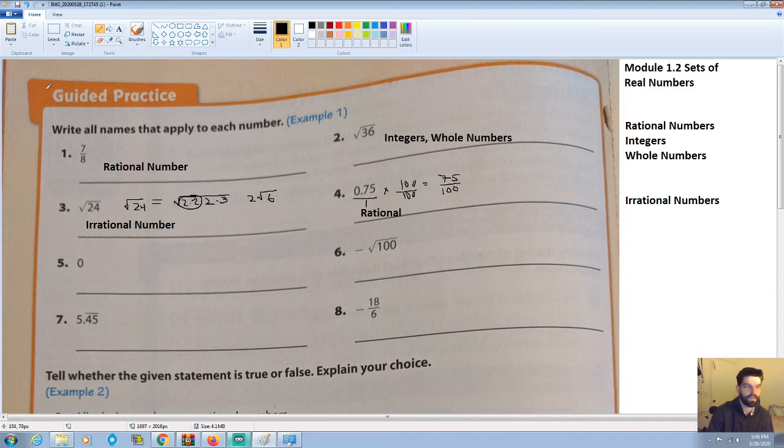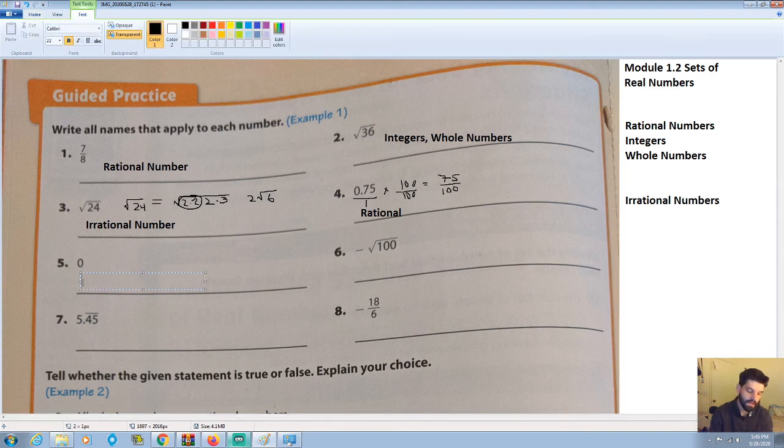Okay. Let's look at 0. 0 is interesting. 0 is a whole number. It is not an integer because 0 doesn't take a negative or positive characteristic. It's just the base of the number line. So again, it doesn't take a positive or negative attribute or characteristic at any one point.